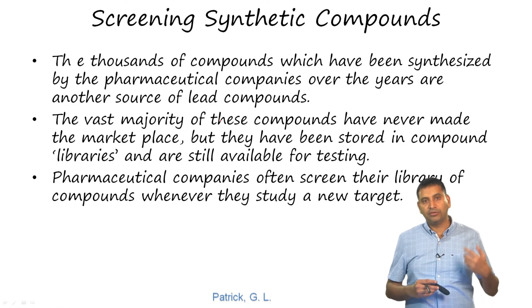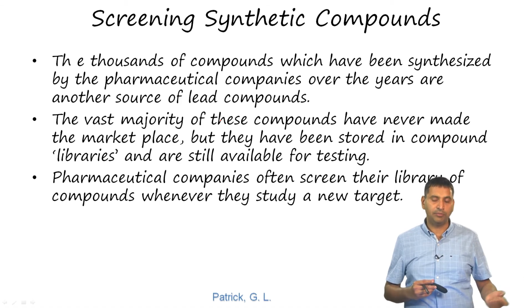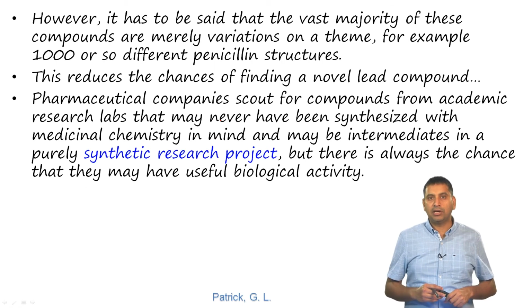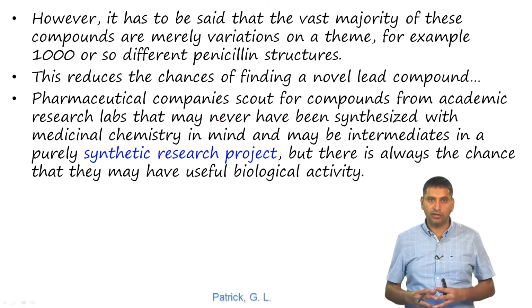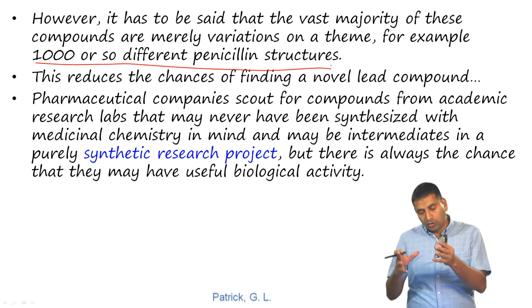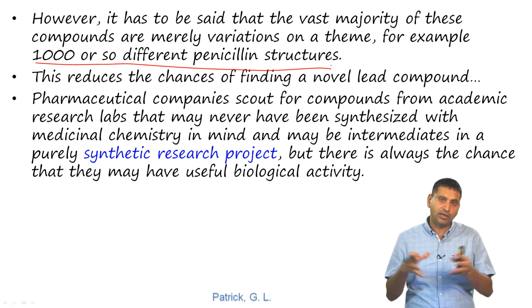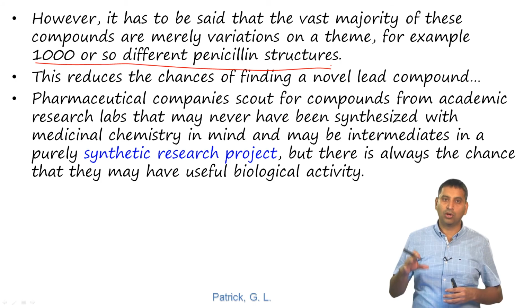So, pharmaceutical companies, once they find a new biological target, let us say a receptor or an enzyme, often screen their own library for compounds which can inhibit the enzyme or affect the receptor. But one of the problems with these kinds of libraries is that, for example, if a pharmaceutical company is trying to make analogues of penicillin, you may have about 1000 or so different penicillin structures. So, the diversity of structures that we can access in these libraries is quite low, and the chances of finding a novel lead compound also go down.